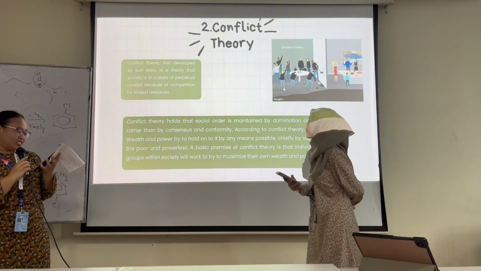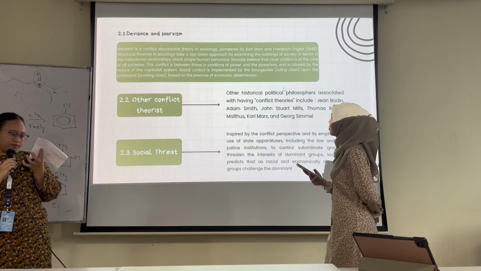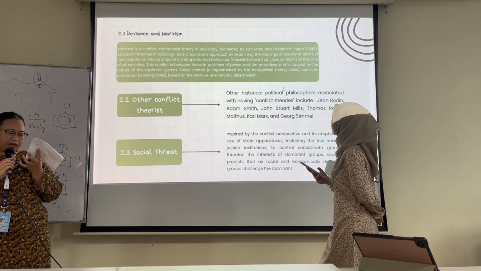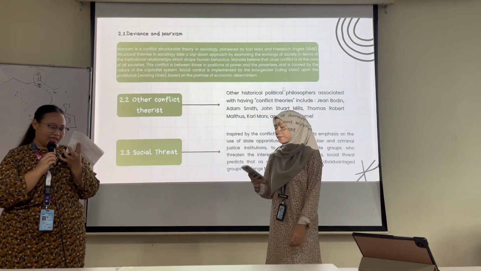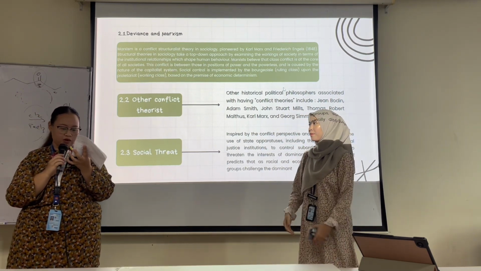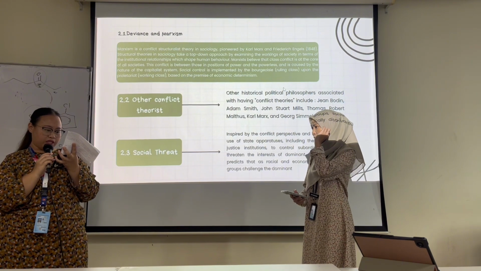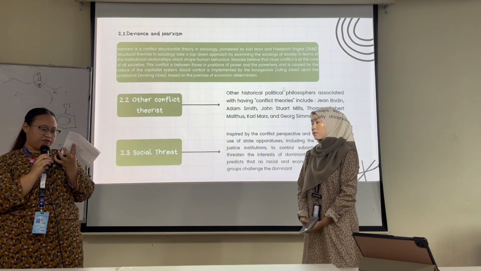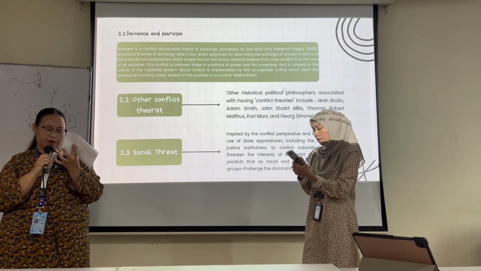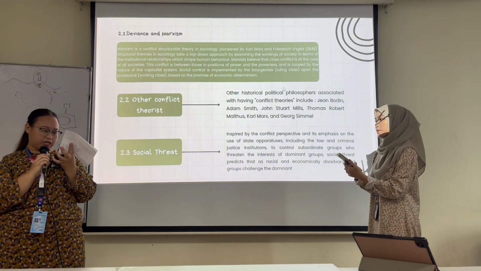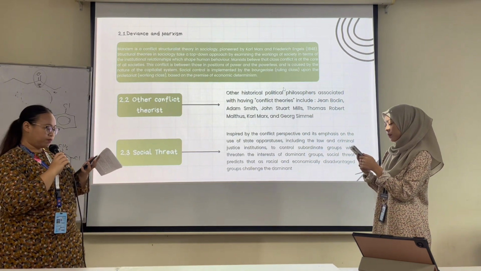So for 2.1, deviance and Marx. Marx is a conflict structuralist theorist in sociology, pioneered by Karl Marx and Friedrich Engels in 1848. Structural theories in sociology take a top-down approach by examining the workings of society in terms of the institutional relationships which shape human behavior. Marx believed that class conflict is a core nature of the capitalist system. Social control is implemented by the bourgeoisie ruling class upon the oppressed working class based on the premise of economic determinism.